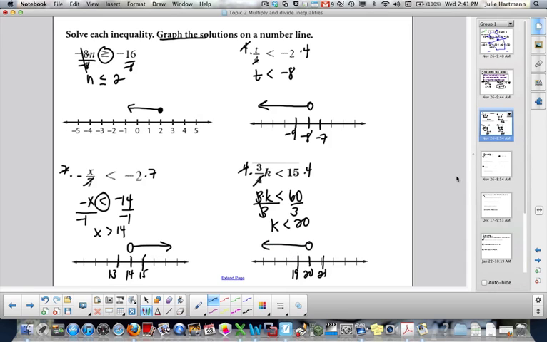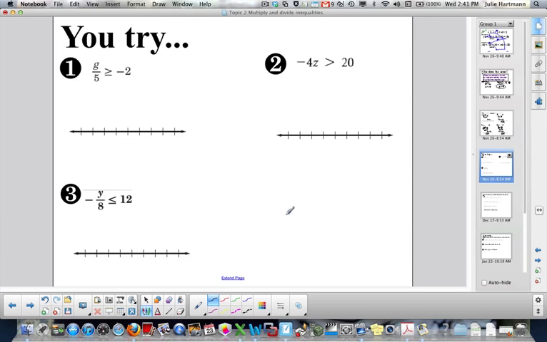Okay. Next page is a you try page. Go ahead, try those, pause the video, take a few minutes, and then start it back up again.